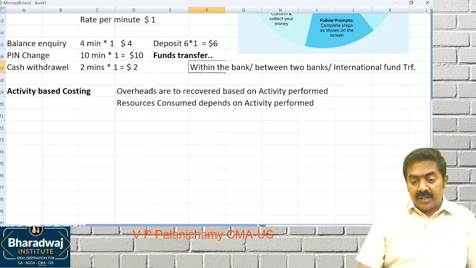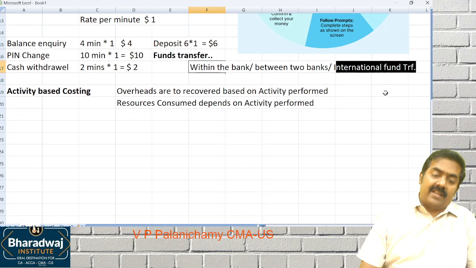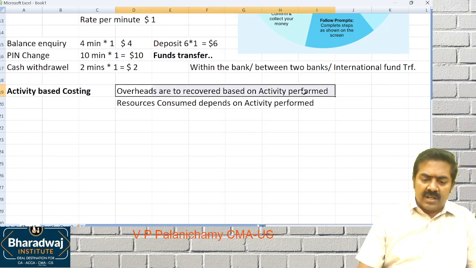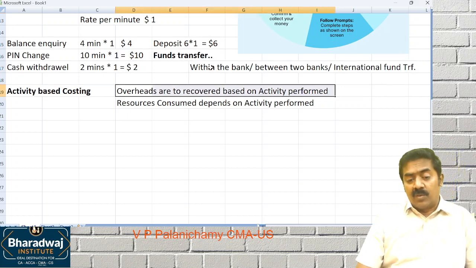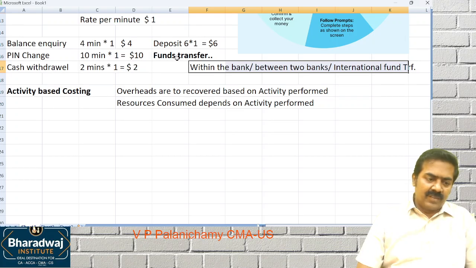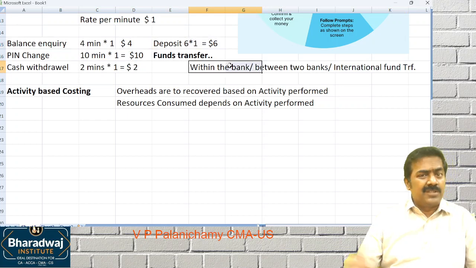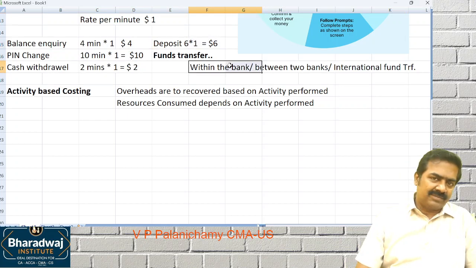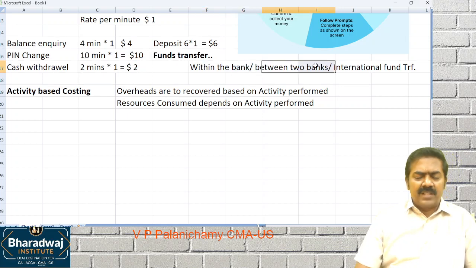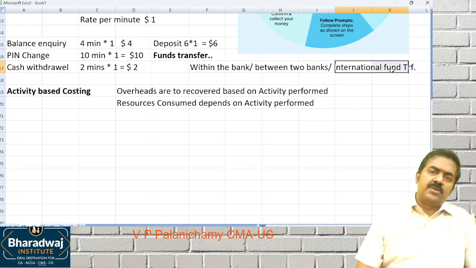And all. Okay, so that has to be charged at a higher rate. That is why overheads are to be recovered based on what activity you perform. Okay, don't charge anything for balance inquiry, pin change, or deposit or fund transfer within the bank because no resources consumed. Okay, between two banks, some resources are consumed, you charge something, and international fund transfers you charge more.